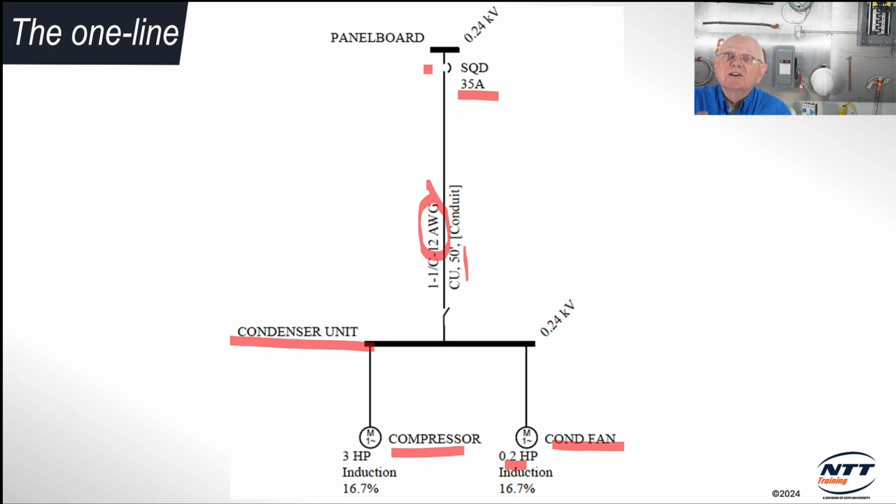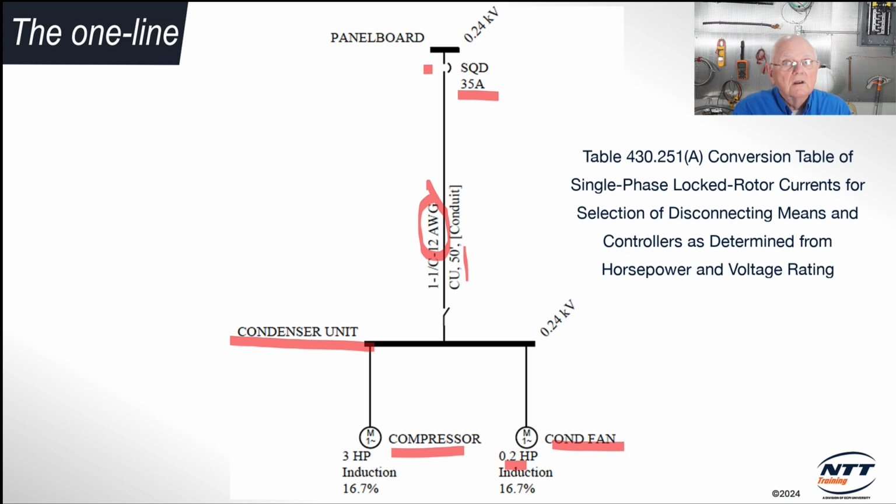There are some tables that I can use. Go back to Article 430. It's a motor. So back in Article 430, there are tables. Let's see. For one, we've got Table 430.251A. Conversion table of single-phase locked rotor currents for selection of disconnecting means and controllers is determined from horsepower and voltage rating. For use only with, it gives a reference to Article 430, but then it says 440.12 and 440.41. So I guess that table would apply.